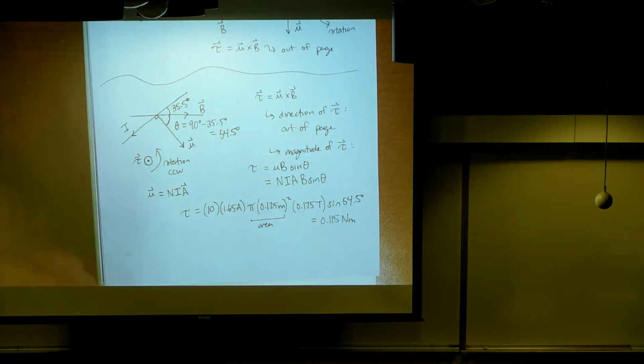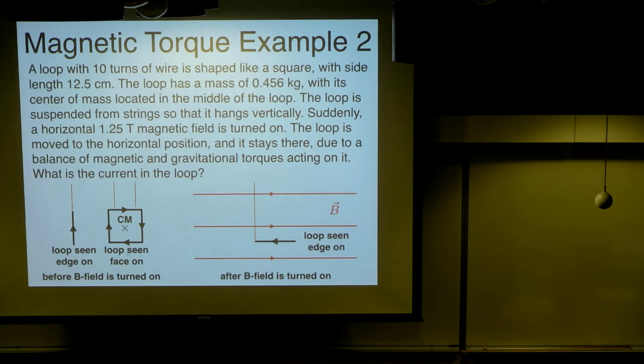All right, so let's do one more. We'll do this example. That's the last example on torque that I wanted to go over. Then we're going to talk about technological applications, one of those being the motor, another being loudspeakers. And after that, we can have time for a couple examples. All right, so that's what we'll do today.